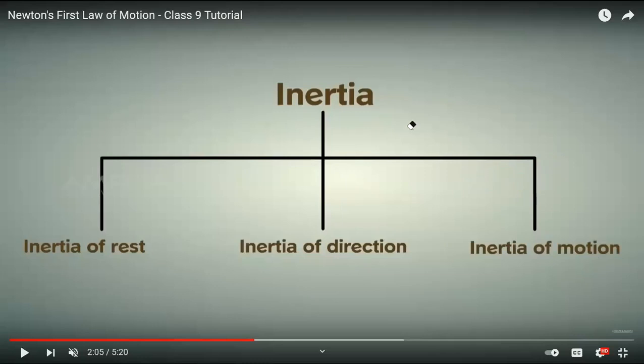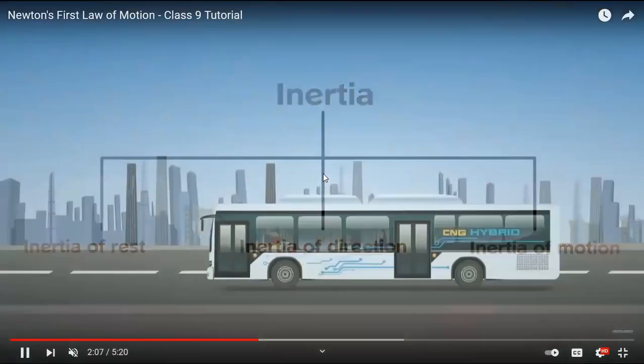Bus example. Suppose you are standing on a bus, observe what is happening. I will explain very clearly with the help of pictures also. So please all of you write. Inertia means what? In brackets you have to write: resisting its change. Understand? Mass is the measurement of inertia. So inertia will be inertia of rest, inertia of direction, and inertia of motion. Make it, everybody. Shall we start now?